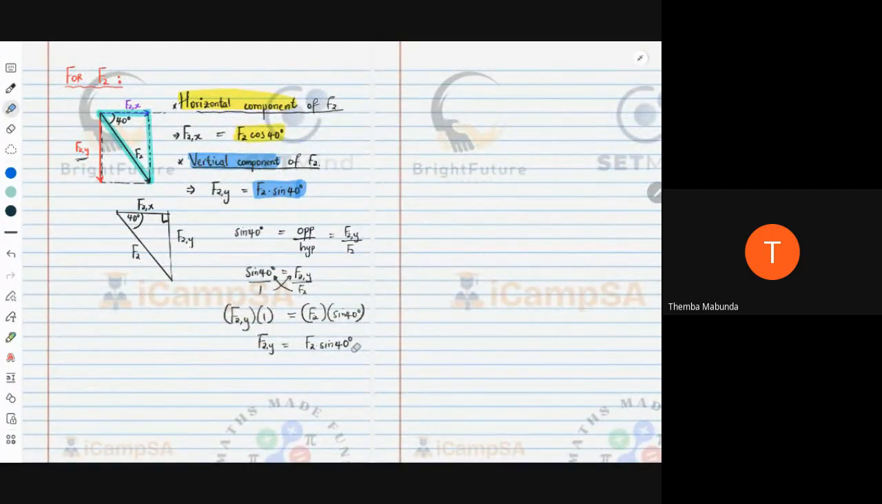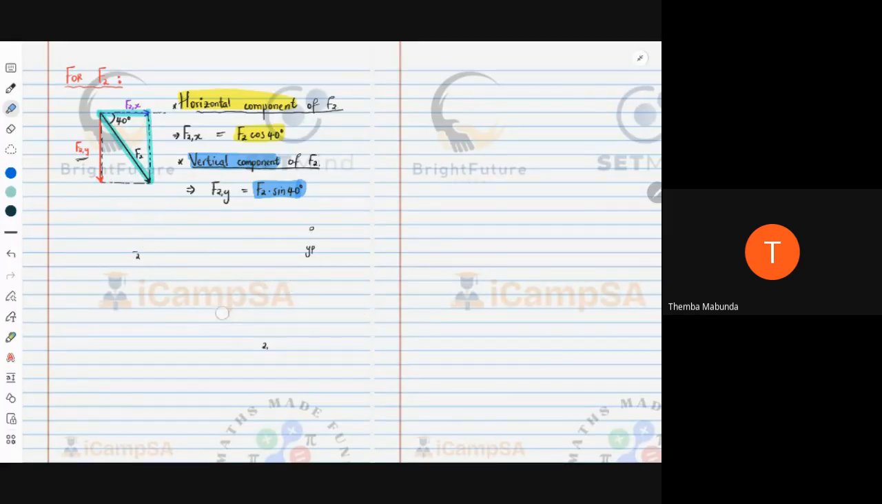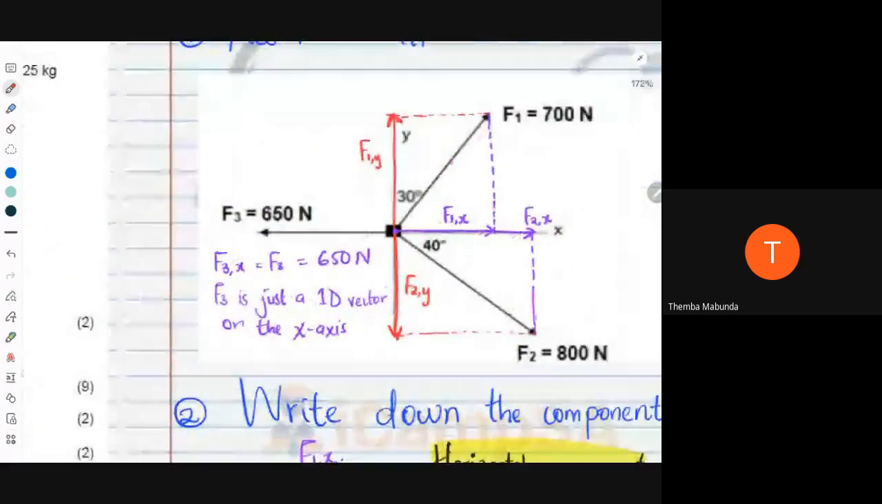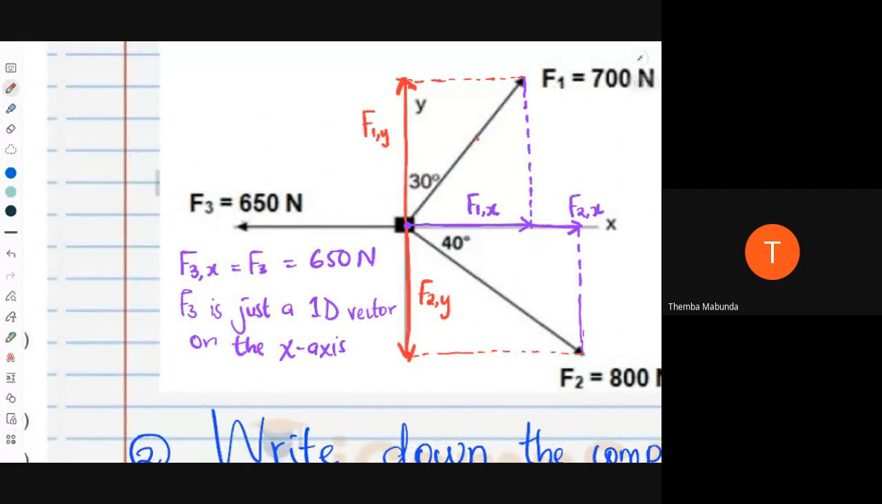Now, that's what we have here. So let me remove all of this because it's wasting my space. Now, let's go to F3, the last one, before we go to our next step. We have 2 more steps to go. We do the same thing for F3. But F3 is already a component, if we can call it that, because it's already at X. We can't resolve F3. It's already on the X axis.